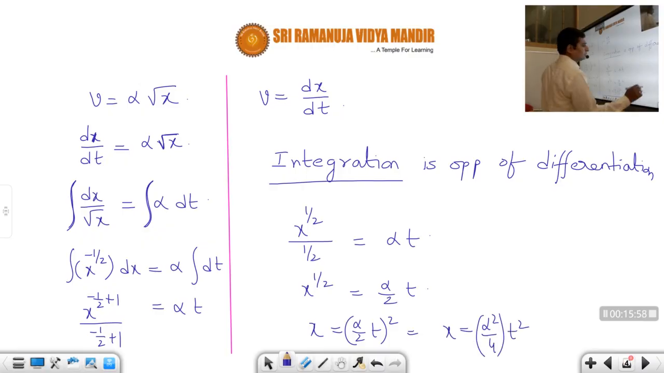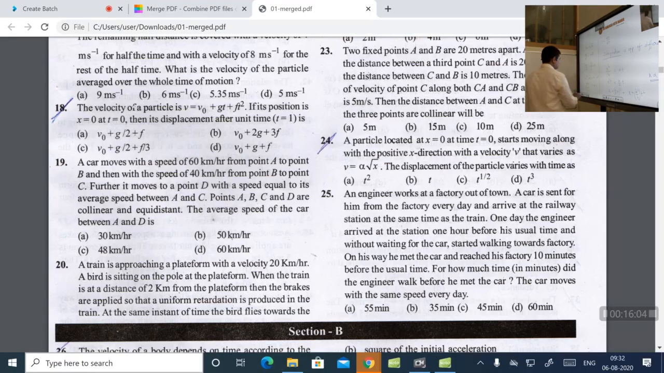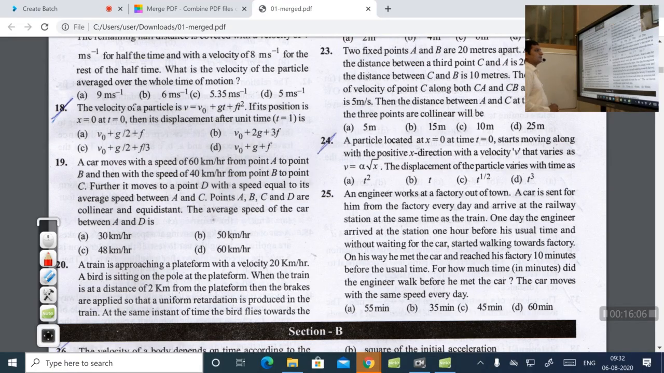So if this is a constant, we can write x as a function of t: x is proportional to what students? T square. X is proportional to t square. So option A is the correct one. Okay students, I hope you understood this one. This is slightly different, so this point you have to be careful. Here v is not given as a function of time t. Okay students, now let us see the next one.